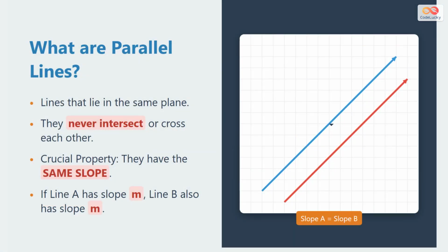First, let's understand what parallel lines are. Parallel lines are lines on a flat plane that never intersect or cross each other, no matter how far you extend them. The most important thing you need to remember is that parallel lines always have the same slope. If one line has a certain steepness, the other has the exact same steepness.